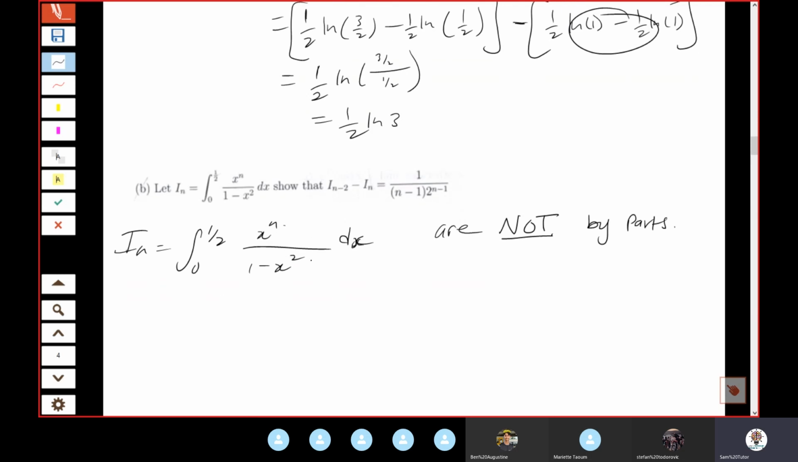And then if you want this to be your dv, you're only going to increase it in power, so you're going to get like n plus 1, and you're not going to get any closer to n minus 2. So this one here isn't really done by parts. Same as last year's HSC question. It will not have been done by parts. This one is my plus 1 minus 1 trick.